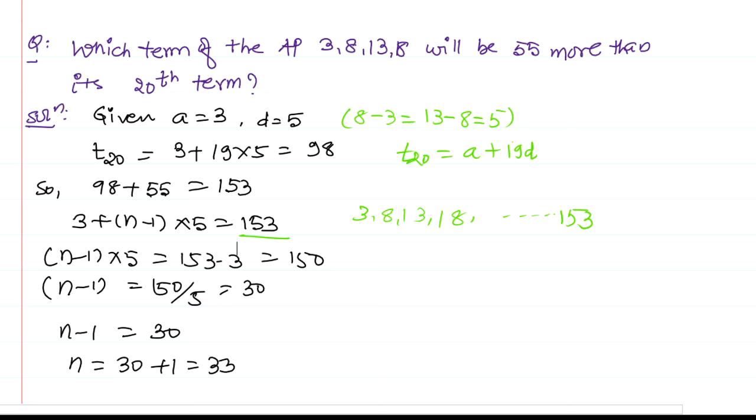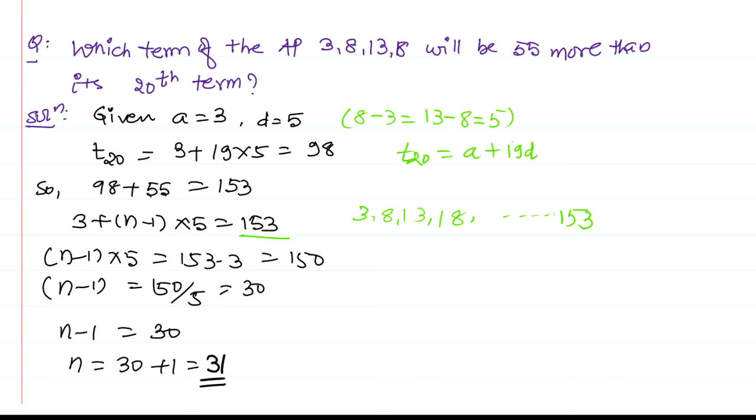What is n minus 1? 150 upon 5, that is how much? 30. So what is n? n will be how much? 30 plus 1. Sorry, this will be 31. It is the 31st term of the AP that will be 55 more than the 20th term. Correct? Okay. So what did I get? The value of n as 31.